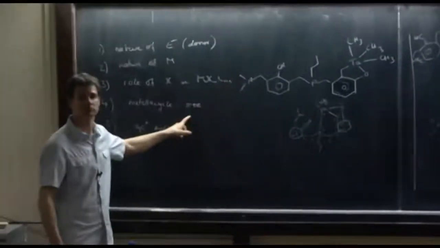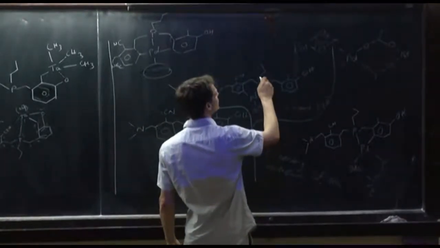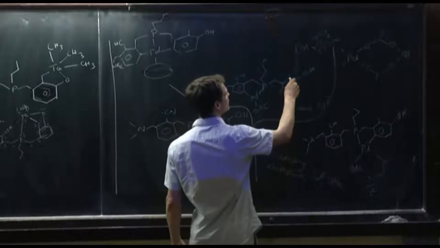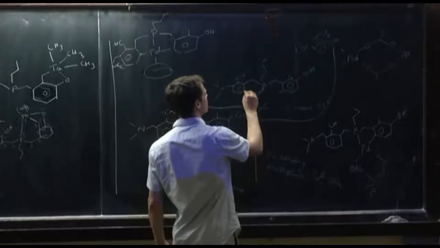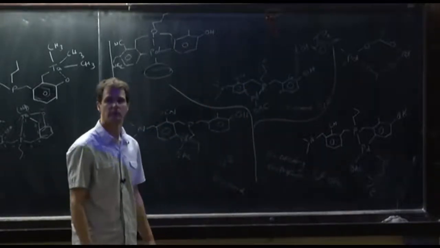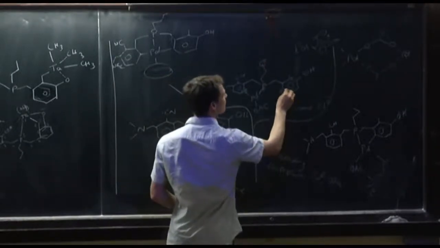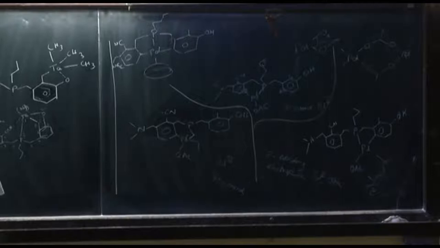Metallocycle size. 5-membered. We look at the ligand. So 1, 2, 3, 4, 5. So we have three positions to consider, because all the others are carbon-carbon bonds, and carbon-carbon bonds we haven't discussed yet, and we haven't discussed because carbon-carbon bond cleavage is a tough game, a very tough game. Okay?